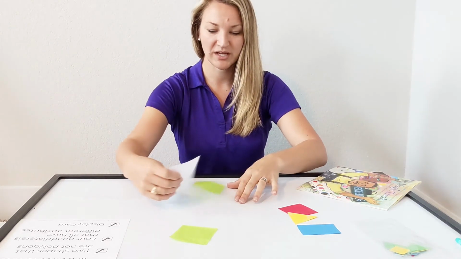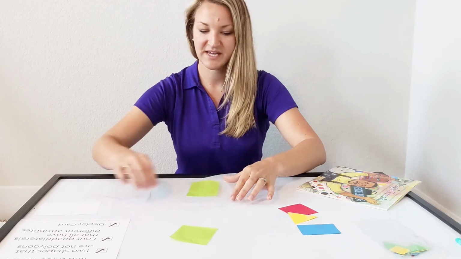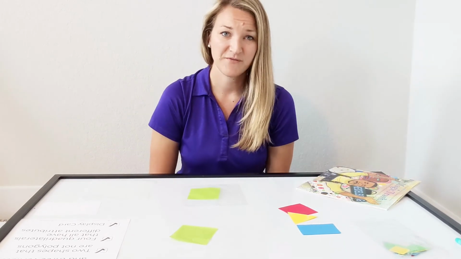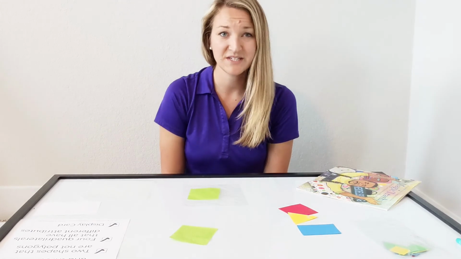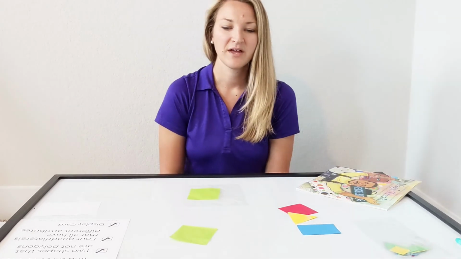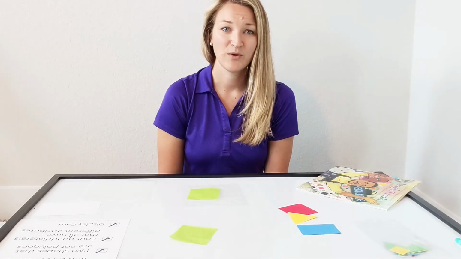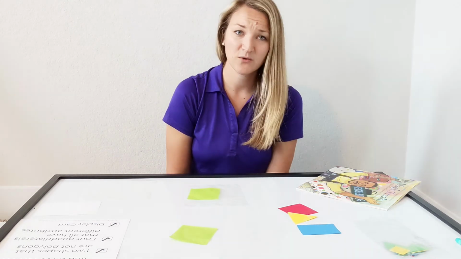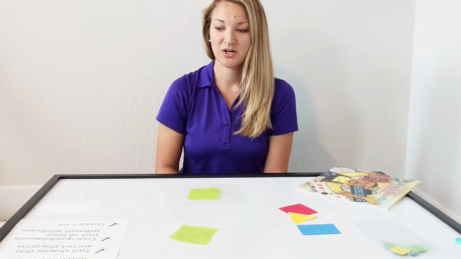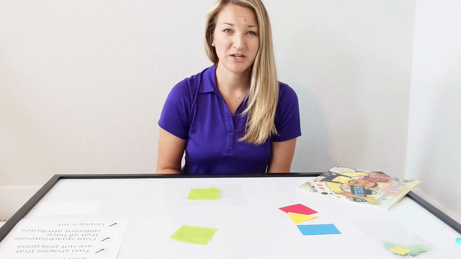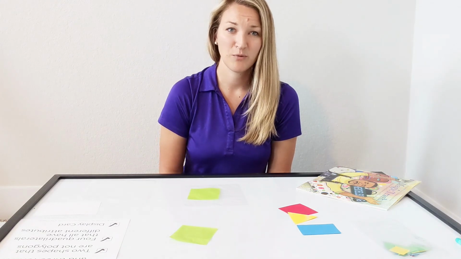As students are working, be sure to walk around and discuss the different attributes of the shapes, such as how many vertices they have and how many sides they have. Older students can look at whether they are acute, right, or obtuse angles, and as you're talking with them, help them make sure that they're including all of the proper criteria.